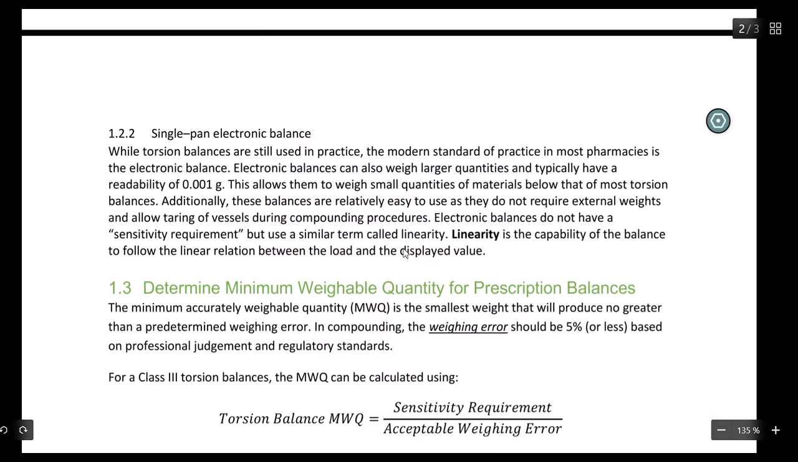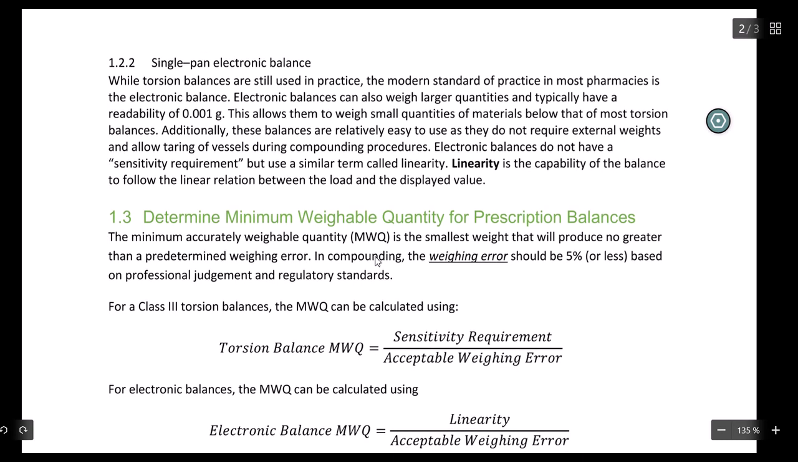Now, why do we need these two terms? We need these two terms because what's important in pharmacy is that we need to know what is the minimum weighable quantity that we can measure on these balances without our level of error being significant. And that point at which we say it's become significant is at 5%. So 5% is the maximum amount of error in weighing that we can have when we are making compounded preparations.